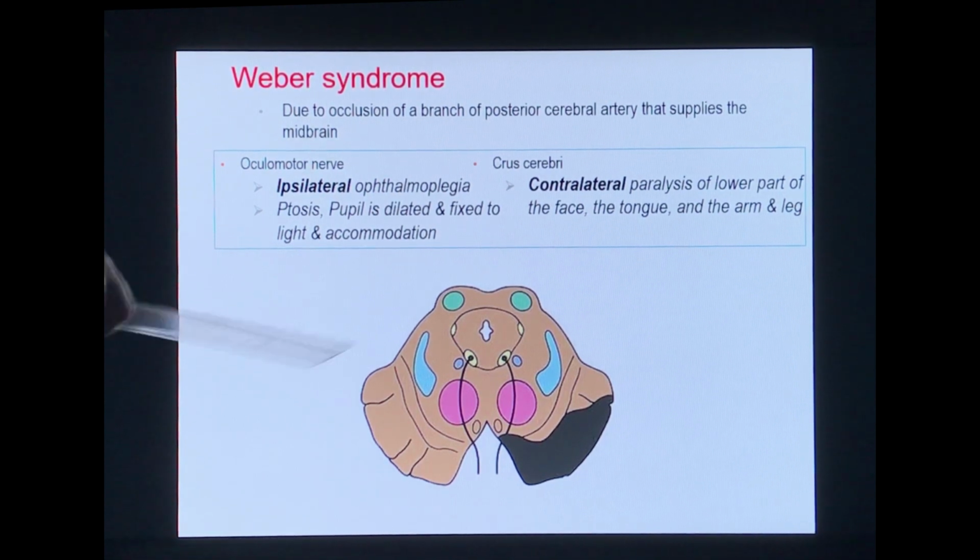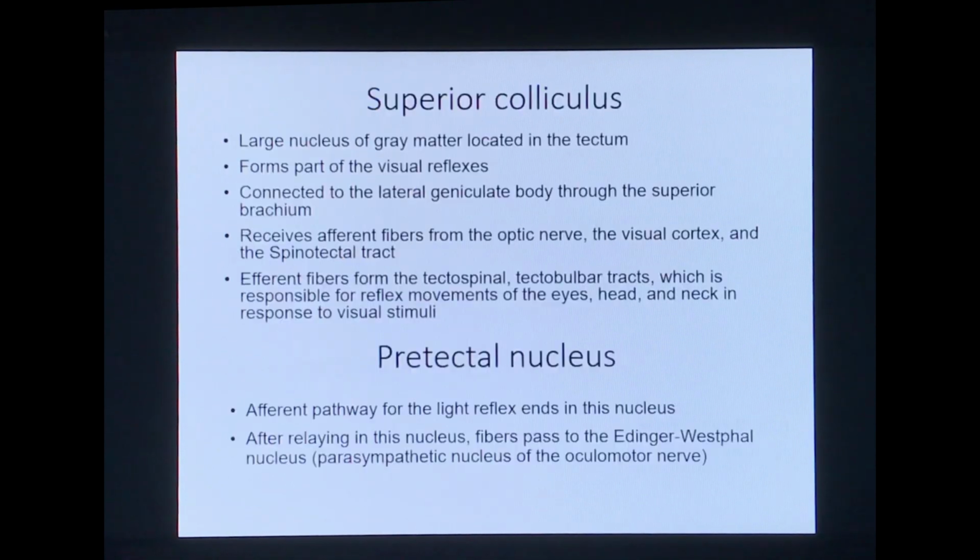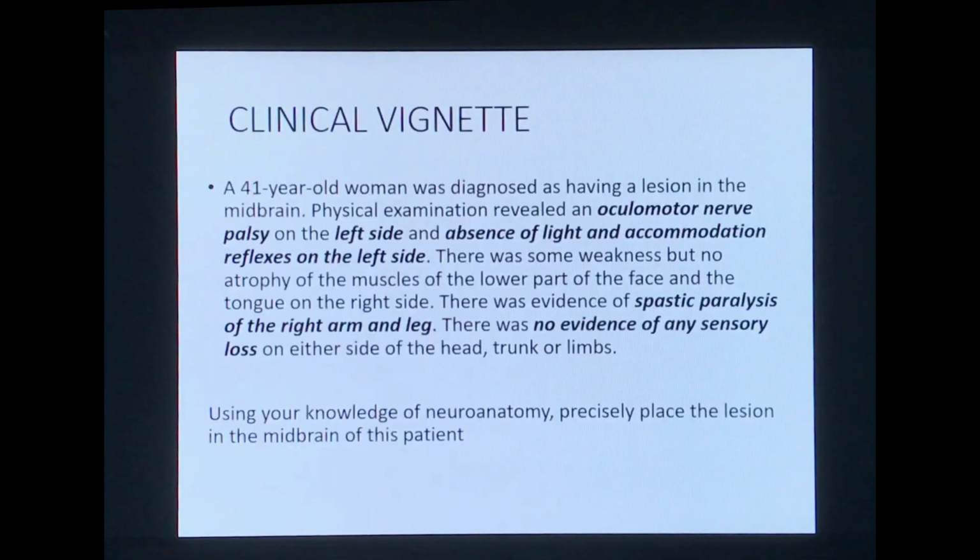Okay, so in Weber syndrome, these are the signs and symptoms you can see. The vignette shown at the beginning of the internal features, the patient might be suffering from Weber syndrome. Here you can see spastic paralysis of the right arm and leg, the contralateral side, then weakness of the right lower part of the face and tongue, again contralateral. On the same side, the left side, there is absence of light and accommodation reflex, then oculomotor nerve palsy. By this you can tell the Weber syndrome is seen on the left half of the midbrain, mainly the crus cerebri area.